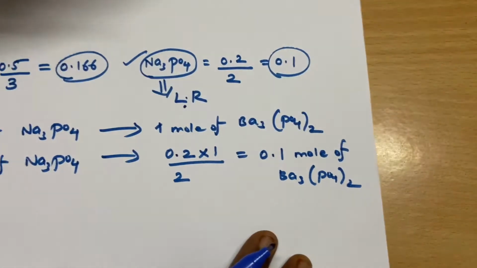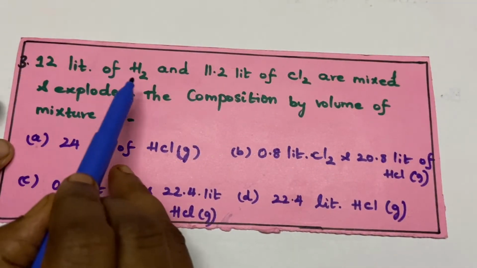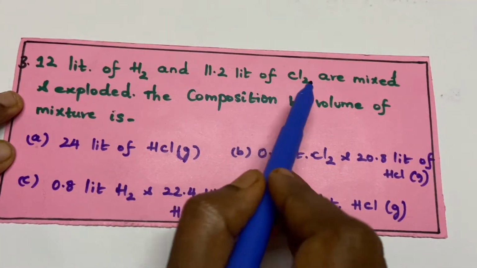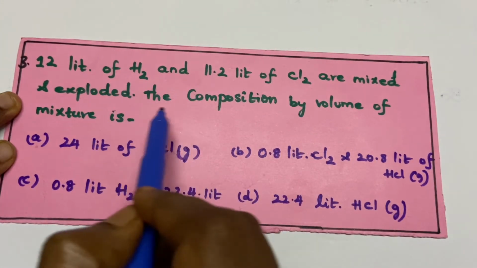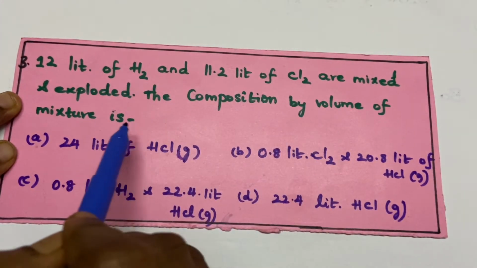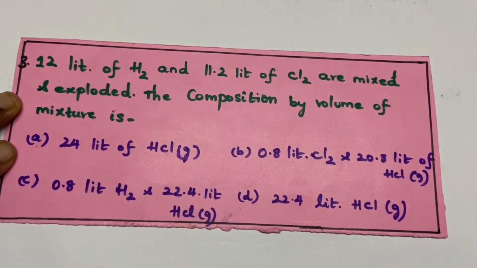Okay, students. This is the second question. 12 liters of hydrogen and 11.2 liters of chlorine are mixed and exploded. That means they have reacted with each other. The composition by volume of the mixture is... Okay, so they have given a set of options.